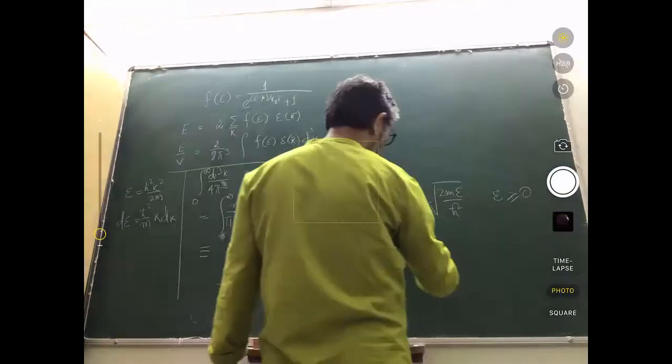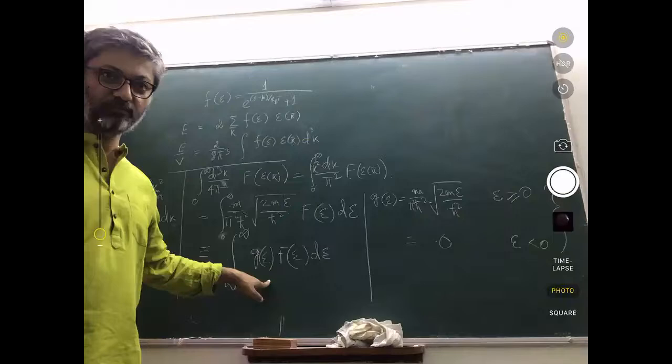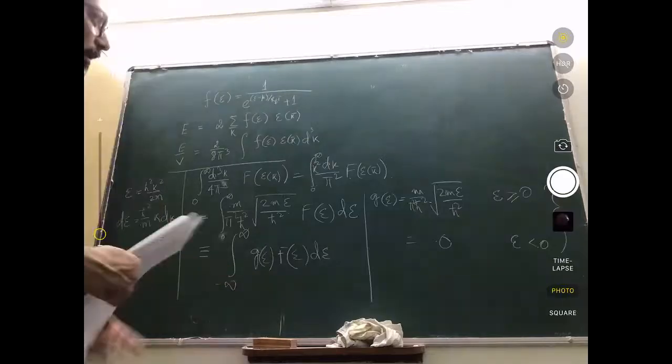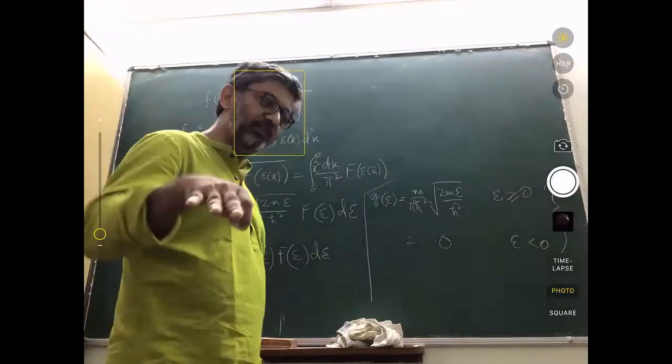Then you would agree with this, right? So this g of epsilon is the number of allowed energy states per unit volume. So this per unit volume is important. So this is one: the density of states.